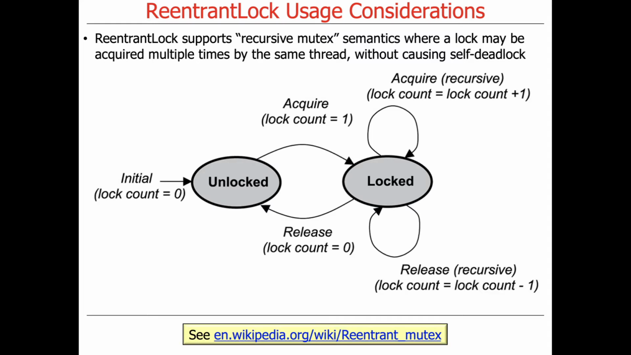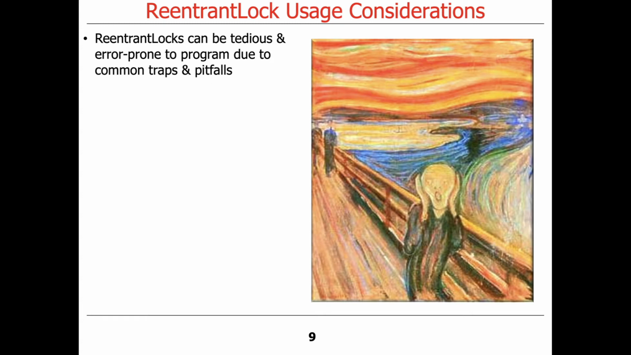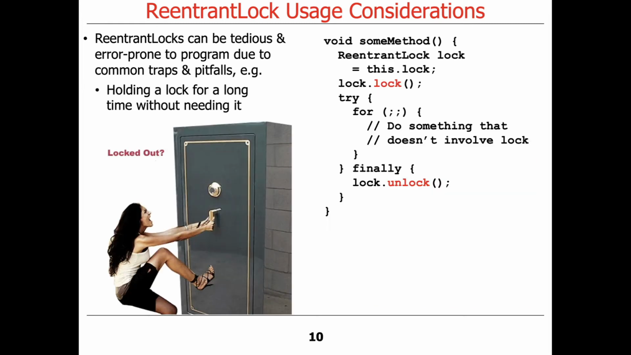ReentrantLock supports recursive mutex semantics, or reentrant mutex semantics, where the lock can be acquired multiple times by the same thread without deadlocking on itself. So this is basically a little state flow diagram that shows how things can be used in terms of the hold count or the lock count. The downside with the ReentrantLock, and why you should be careful using them unless you encapsulate them properly, is they can be tedious and error-prone to program due to various common traps and pitfalls.